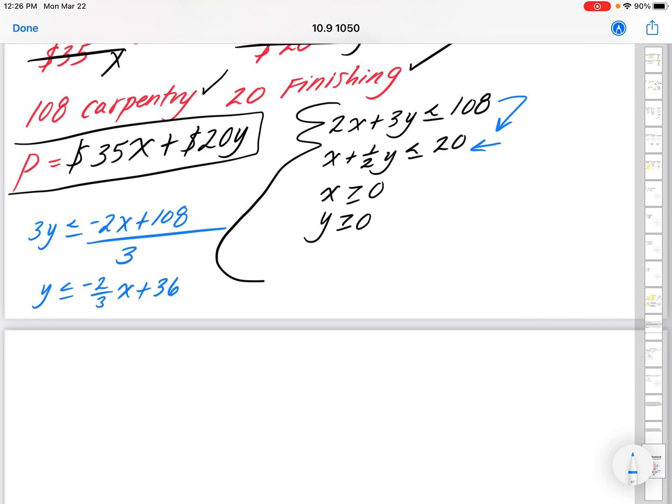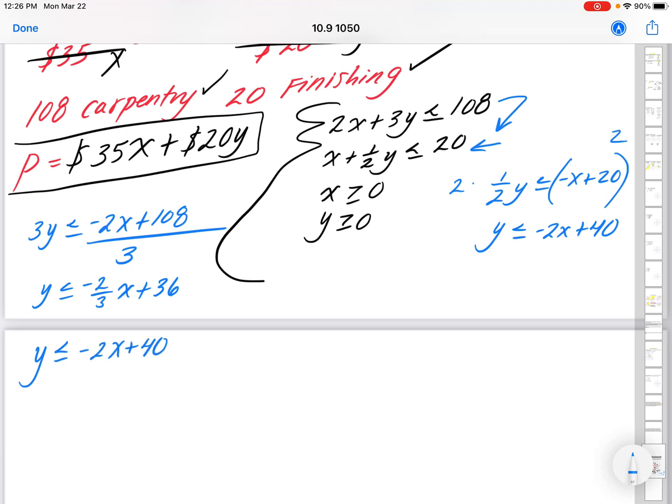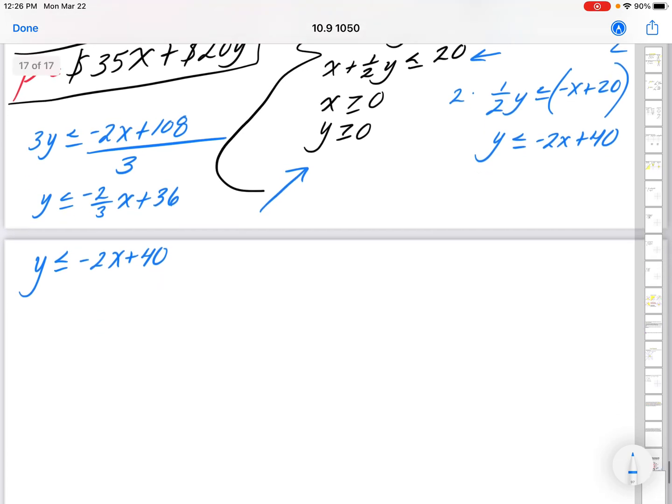We'll get this one in y equals mx plus b format. So then we would subtract x. So we'd have 1/2 y is less than or equal to negative x plus 20. We'll then times it by 2 to both sides. So we have y is less than or equal to negative 2x plus 40. So I'll write that right here just so that they're by each other. I'm just rewriting this once again, in mx plus b format.